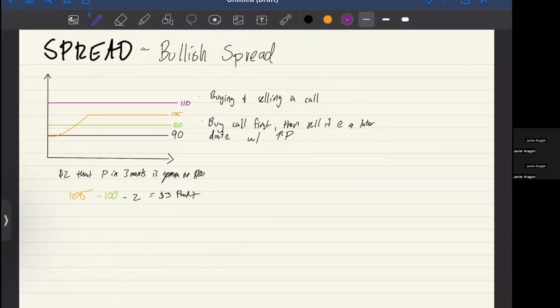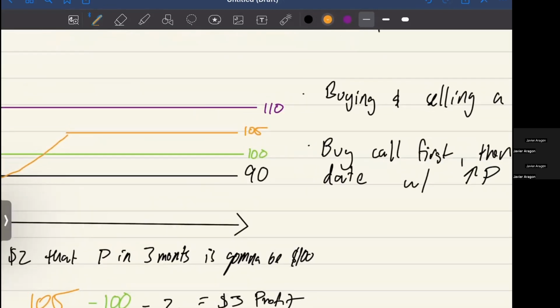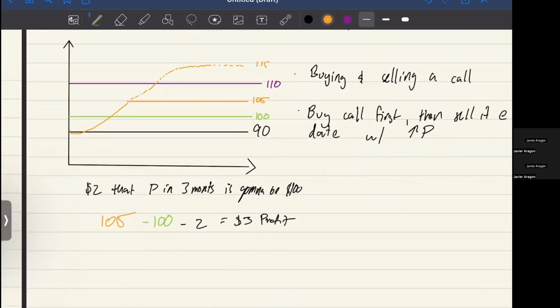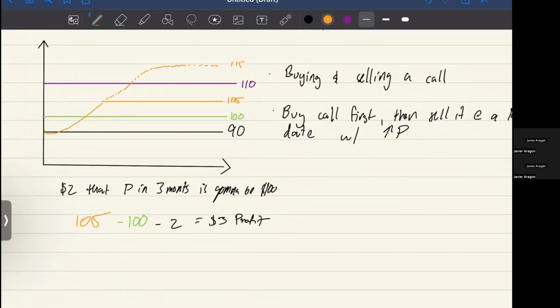So let's put this here. Let's say the stock keeps going up and it goes up to 115. So the person you're betting against is gonna think to themselves, perfect, I can buy it at 110 and sell it at 115, and I can make some profit out of it. So how does this look?